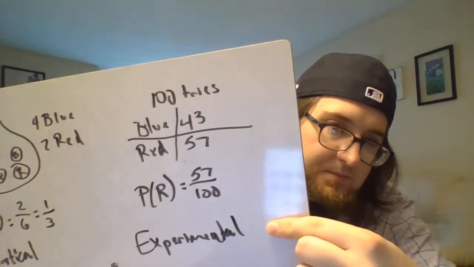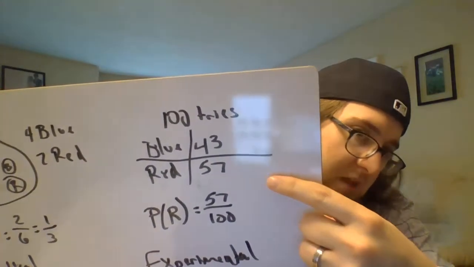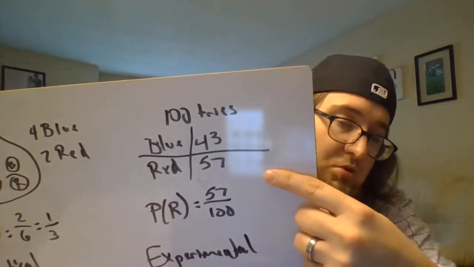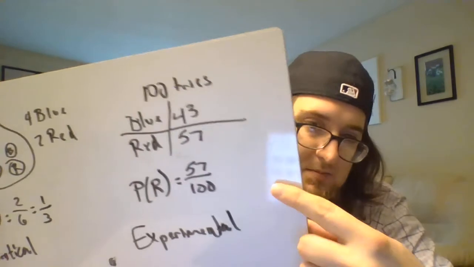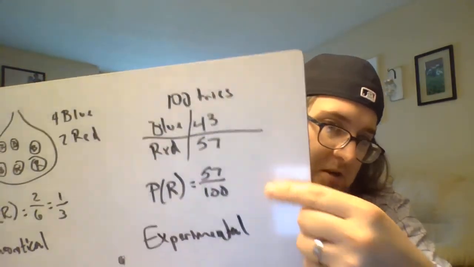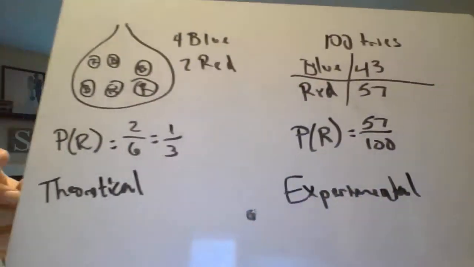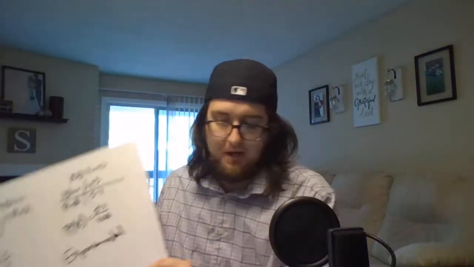That's experimental. Now, I made these numbers up. Honestly, you probably should have gotten more blue than red. But I just wanted to show you that experimental probability is based off of the experiment, not what it theoretically should be. Okay? So be careful with those.